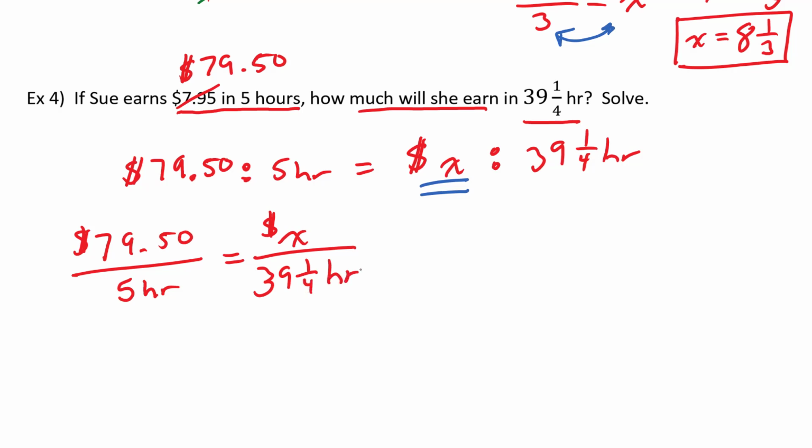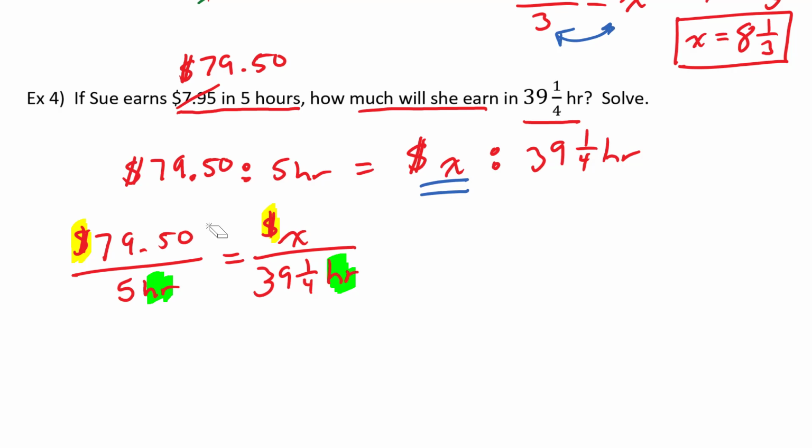And notice I'm leaving the units in there. Also notice we have the same units on the top and we have the same units on the bottom. This is a check to make sure you're doing it correctly. What do we want to do now? We want to try and isolate X on its own.